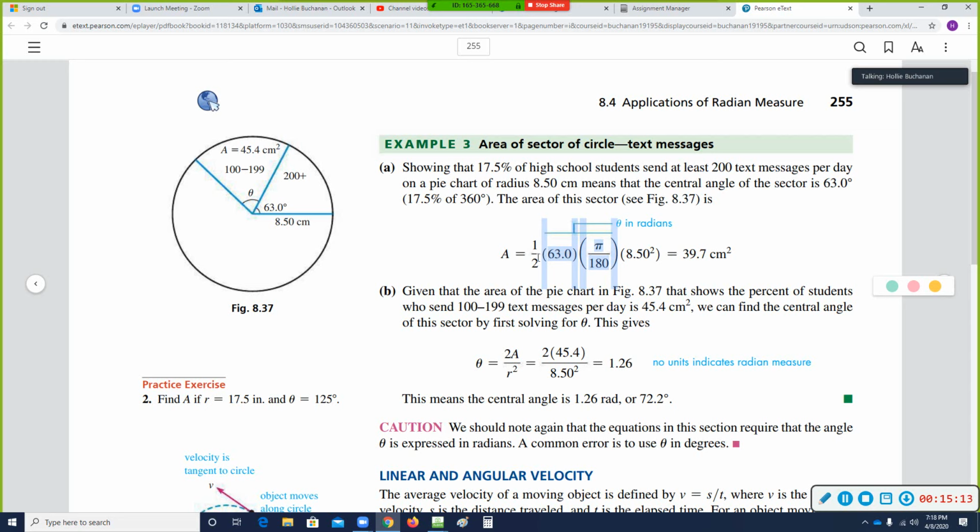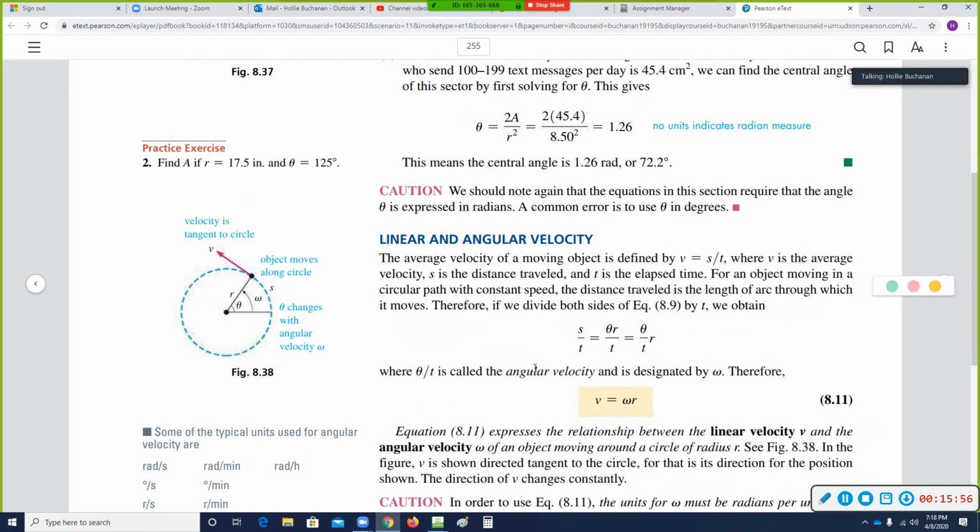63 degrees is going to be 63 times pi over 180, that many radians. 1/2 that angle in radian measure times the square of the radius gives me the area of that pie wedge, which is pretty cool. If we do it in degrees, it doesn't translate. If you just multiply 63 degrees times 1/2 times the radius squared, that doesn't give you the area. But if this measurement is in radians, then it does. That's handy.